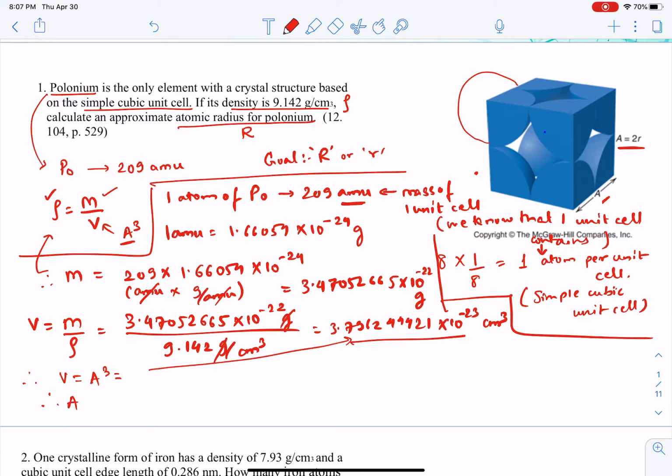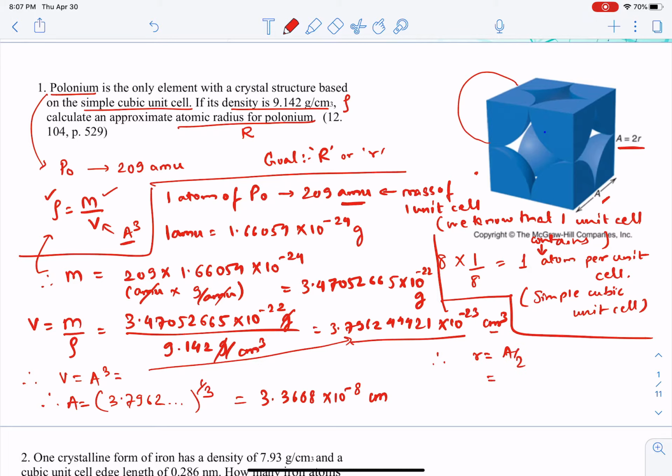Therefore a is equal to the cube root of this value. So 3.7962 raised to 1 by 3. What you will have is something like 3.3608 into 10 raised to minus 8 centimeter. This unit was centimeter cube, so when we take a cube root, it becomes centimeter. This is the side A. Now we know that A is equal to 2R, therefore R is equal to A by 2.